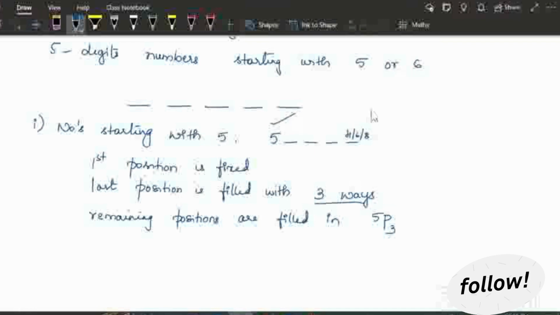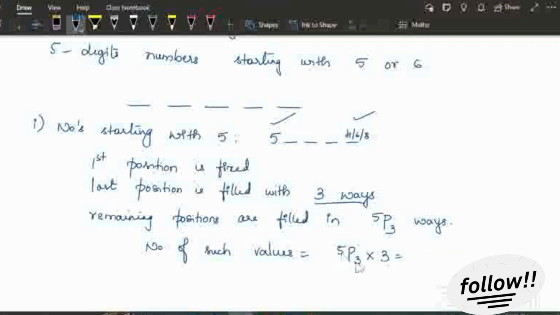Now the first position is filled, the last position is filled. So out of 7 available digits, we have used up 2 digits. So there are 5 remaining digits. Out of them, you need to pick any 3 and arrange them in these 3 positions in 5P3 ways. So the number of such numbers is 5P3 times 3 ways. 5P3 is 3 numbers from 5, which is 5 × 4 × 3 × 3.